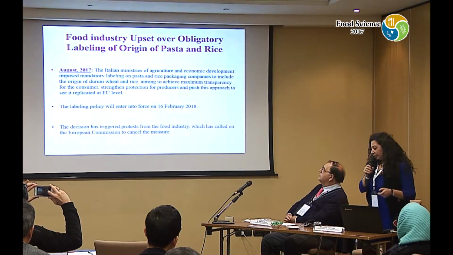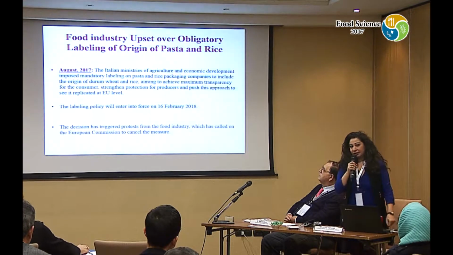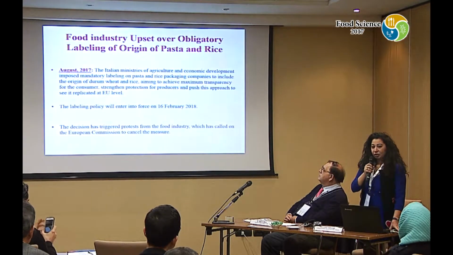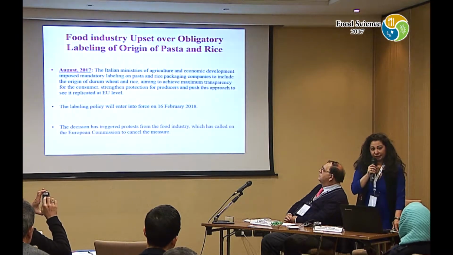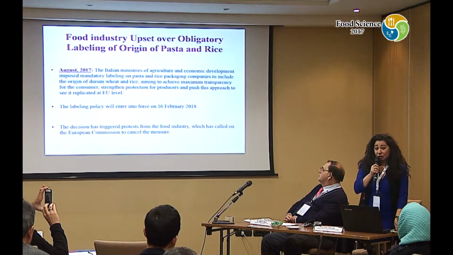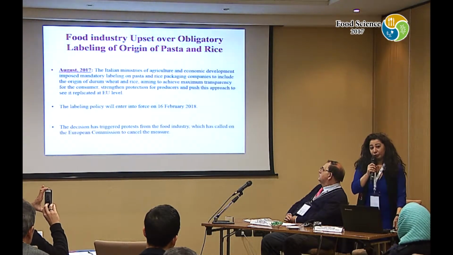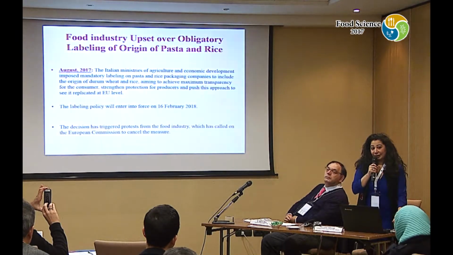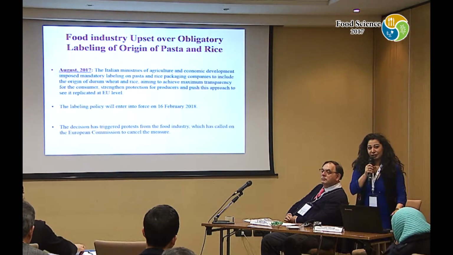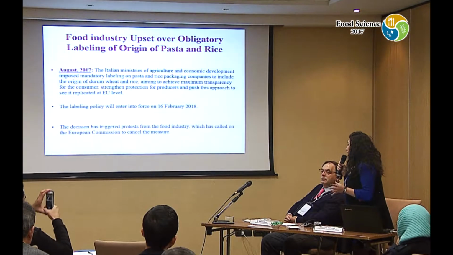So, since we're in Italy now, there was a very interesting thing in August this year. It started when the government required pasta and rice manufacturers to label the origin of pasta and rice. I mean, if you can have Italian pasta, no offense to anything or anyone, but this is actually what happened.